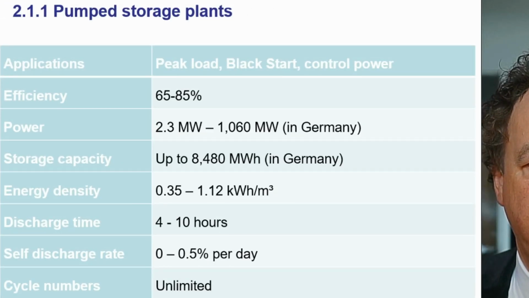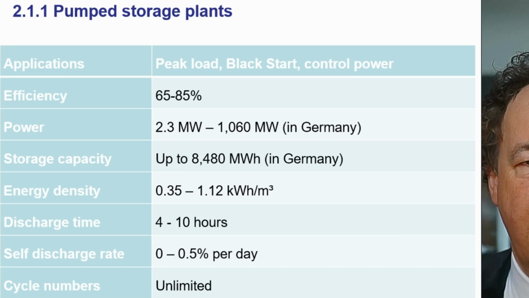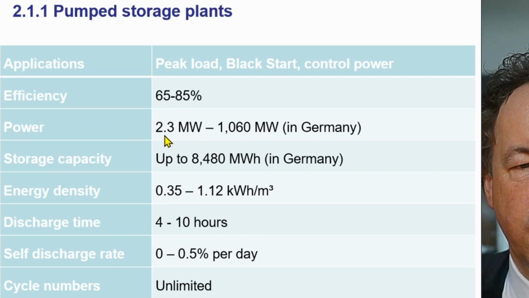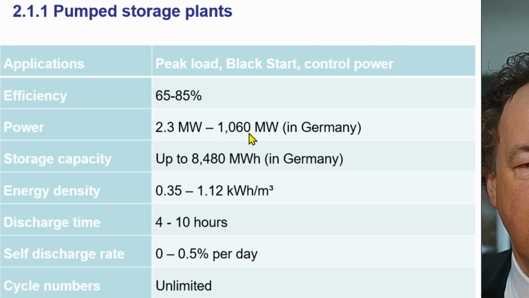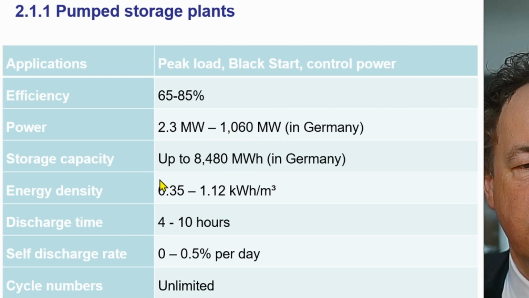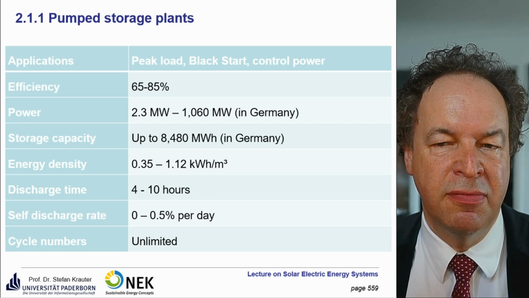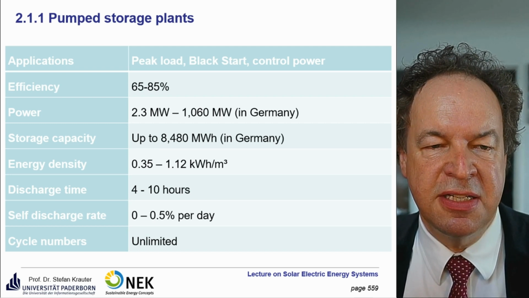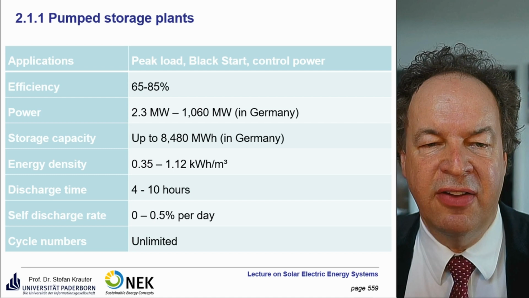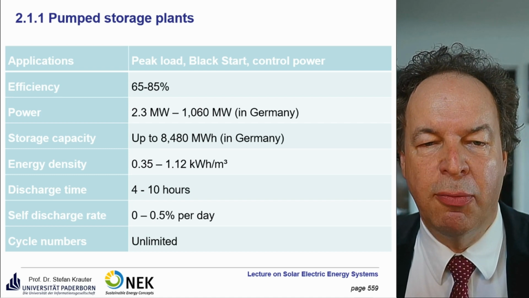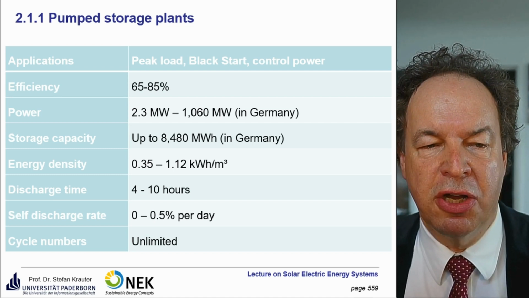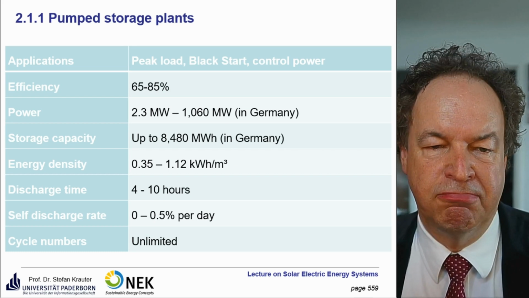Here, just an overview. If you take a look at the data sheet of pumped storage hydropower plants, you have an efficiency of 65 to 85%, power from 2.3 megawatts to about 1 gigawatt in Germany, and storage capacity in Germany is 8 gigawatt hours. If you go to other countries, like Norway, it could be even 1,000 times more. Energy density is 0.35 to 1.12 kilowatt hours per cubic meter. Discharge time is 5 to 10 hours, depending on the demand.